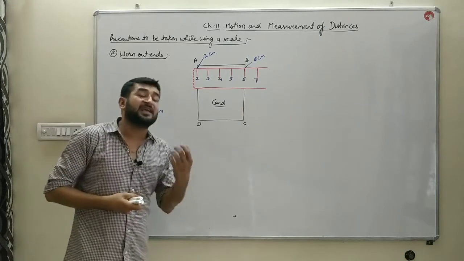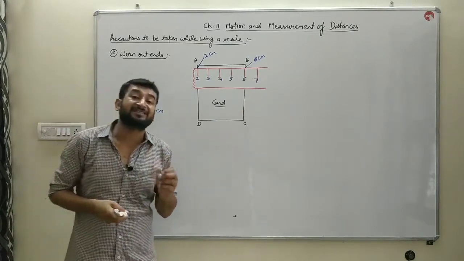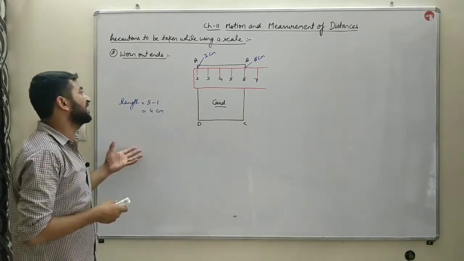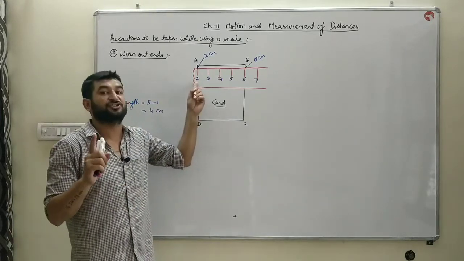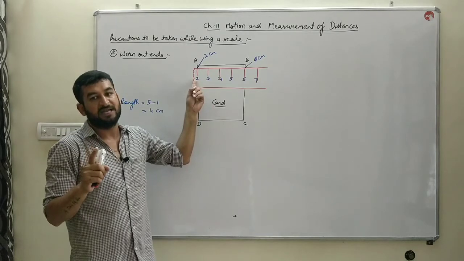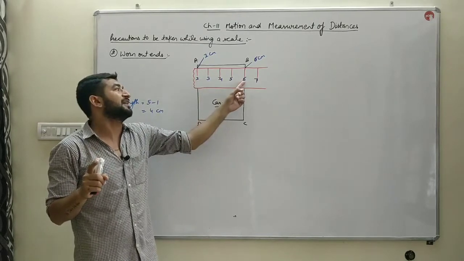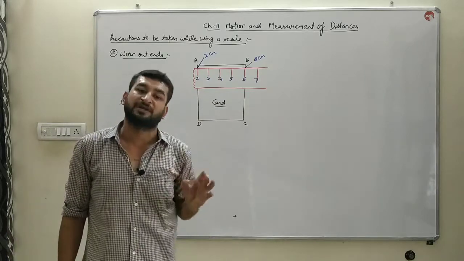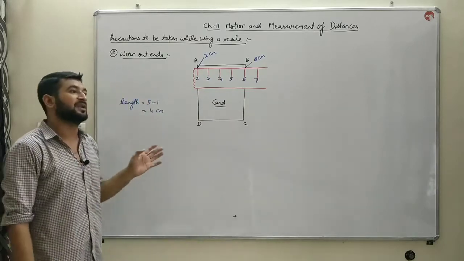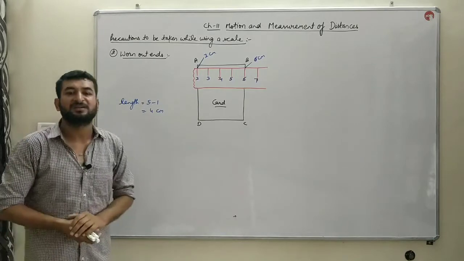So if the scale is worn out or we don't have a clear 0 mark on our scale, then make the other starting point as the first unit, and then subtract the starting point from the final unit. You will get the accurate reading or measurement of that particular length or that particular distance.